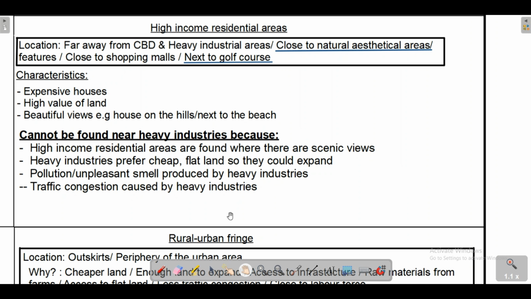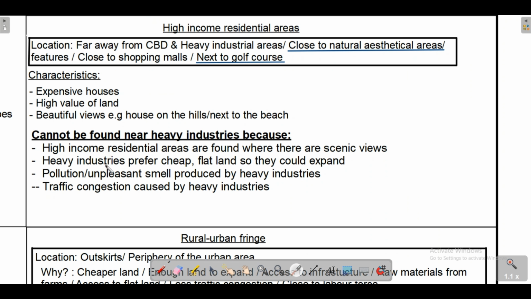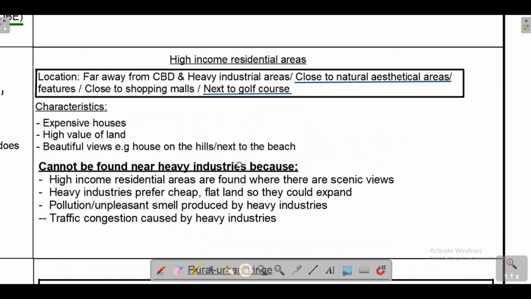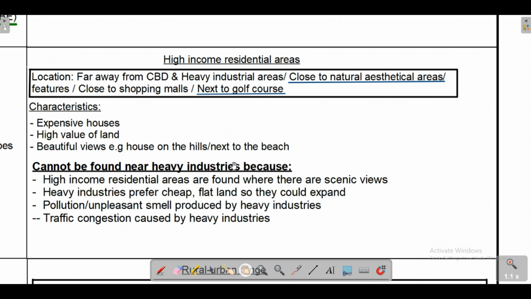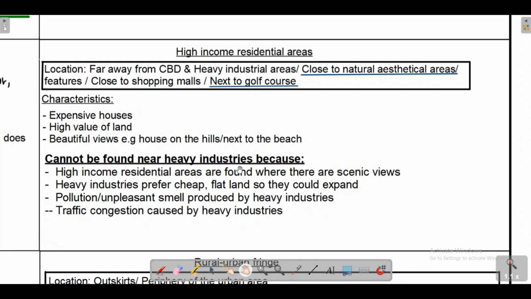And they don't mind building on a hill, having a house on a hill, as I demonstrated. They want to avoid that pollution or unpleasant smell produced by heavy industries. There's a lot of traffic congestion where heavy industries are, so they want to also avoid traffic congestion, which is going to be found near heavy industrial zones. So that's high income residential areas, guys. Be able to identify it, as I said, be able to identify all of these. I've mentioned the characteristics of each and every one of them. So please be able to identify it, and you can identify it by its location, identify it by the other land use zones that are close to it.